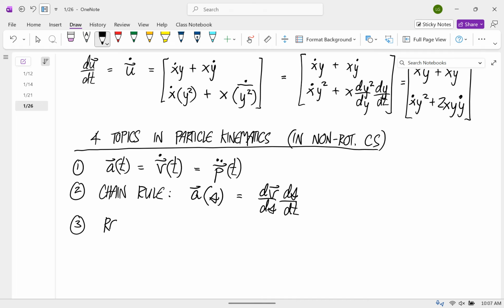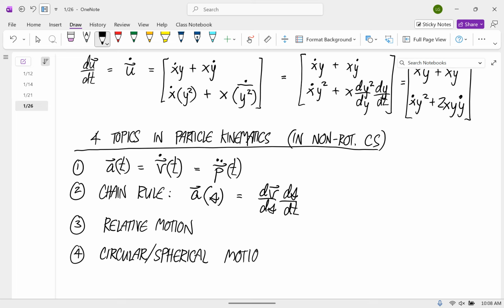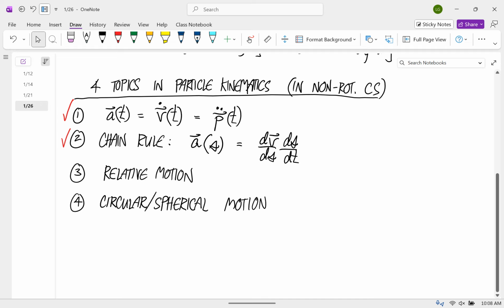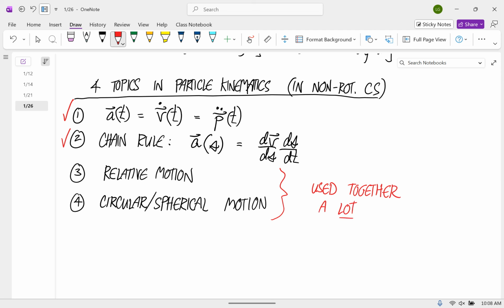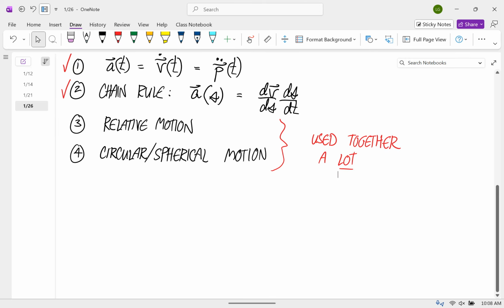Then the third thing is relative motion. And the fourth thing is circular and spherical motion. You can think of these as like the same thing, but one's in 2D and one's in full 3D. And we have so far talked about this, and these two are left. And we're going to see throughout this class that we're going to use these two together a lot. So think of these two as sort of natural partners with each other. Okay, so the first thing we're going to talk about is relative motion.